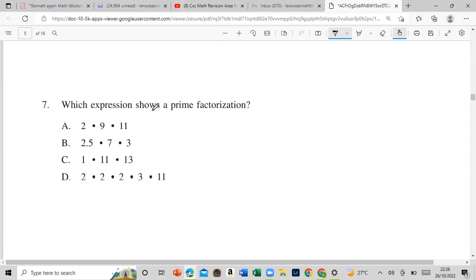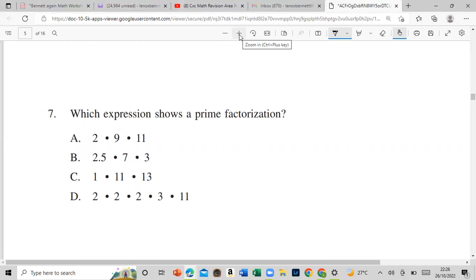Alright, so this question 7 says, which expression shows a prime factorization? Alright, so what we're looking for, we're basically looking for the set with only prime numbers, right? So prime factorization is basically composite numbers broken down into only prime numbers as their factors, multiplied to give you it. So 9 is not a prime number, 25 is not a prime number, 1 is not a prime number, so this would be D.